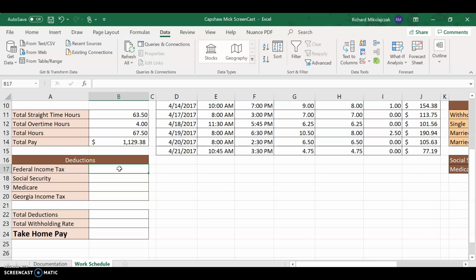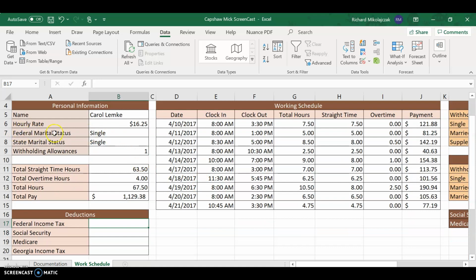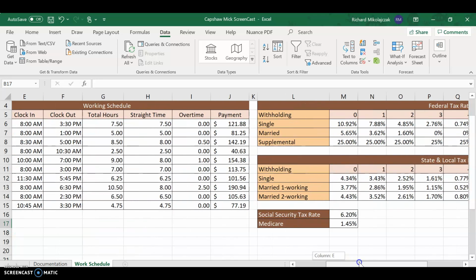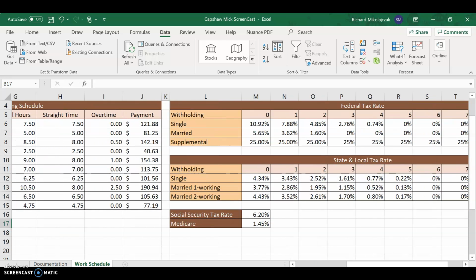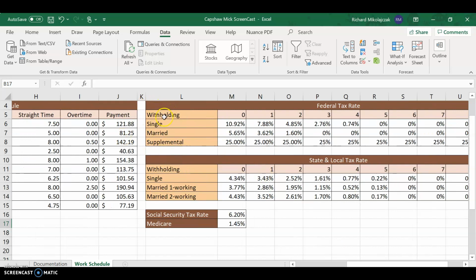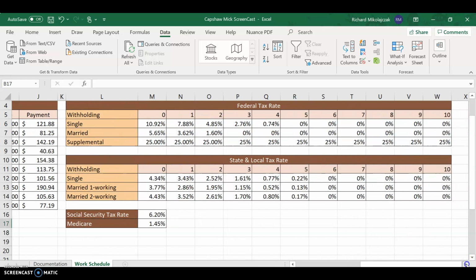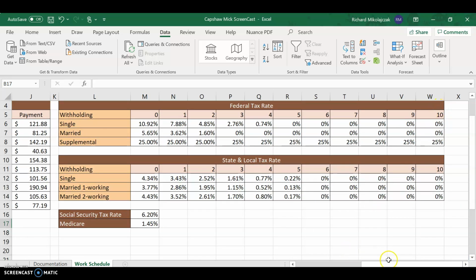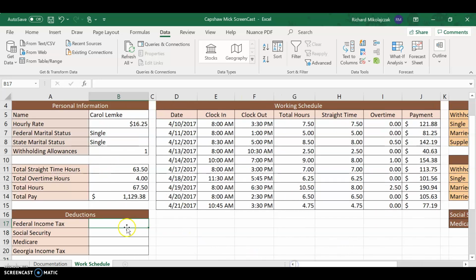Federal income tax. How do we do that? We're going to have to VLOOKUP. We know what the federal is. It's single. Withholdings is 1. So we're going to need both B7, B9. And we've got the federal rate. We're going to go all the way from L5 all the way over to W8. So let's figure out our federal income tax right now.